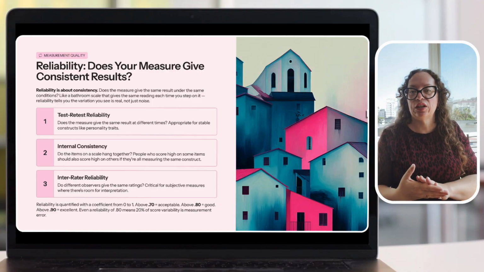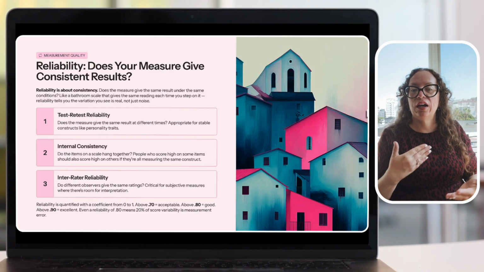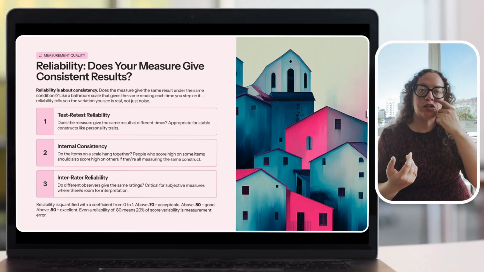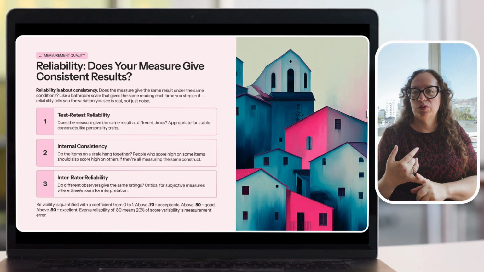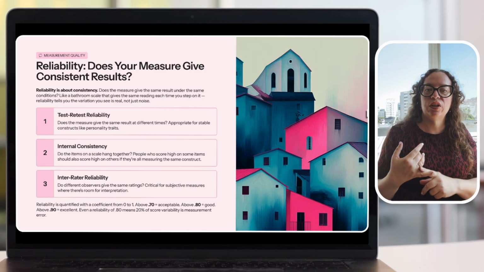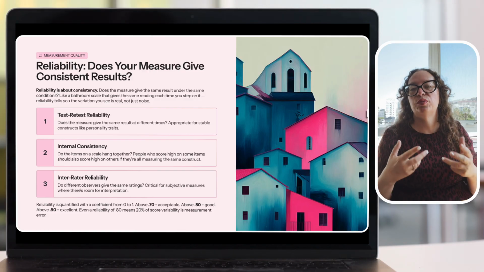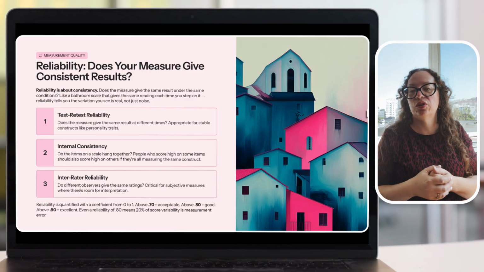There are several ways to assess reliability, depending on what kind of consistency you're concerned about. Test-retest reliability asks, does the measure give the same result at different times? Measure someone today, measure them again in 2 weeks, see if the scores are similar. This is appropriate for constructs that should be stable over time, personality traits, for example.